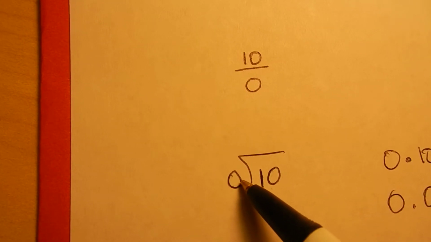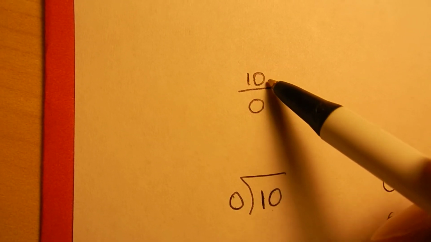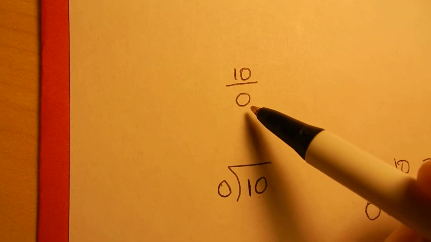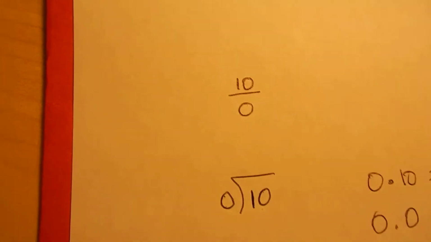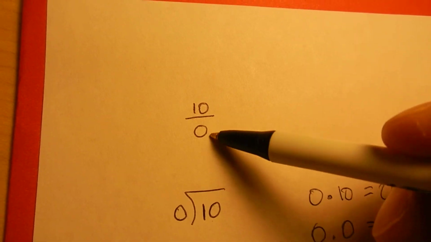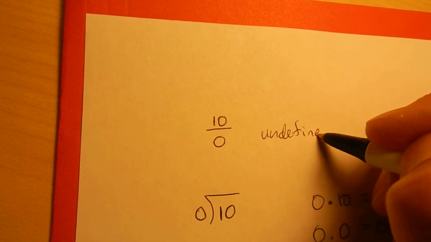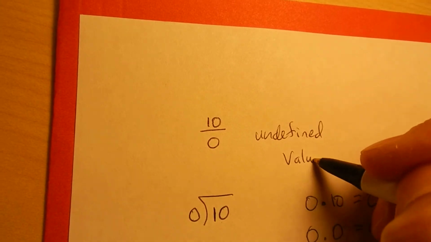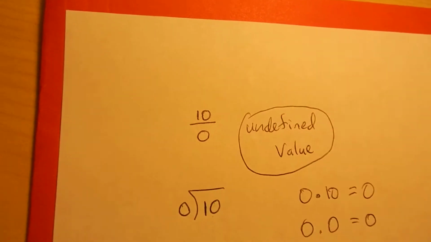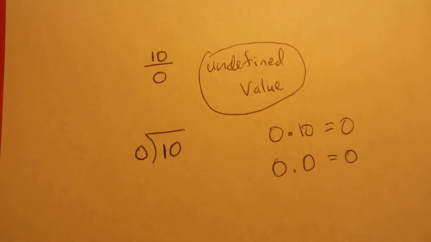So it's almost to say that 0 can't go into 10. Or to think of it this way, 10 divided by 0 is what number? And that's exactly the answer. It's undefined. This particular value, 10 divided by 0, in math we call it undefined, or I'll say undefined value. There's no definition for the division by 0. So keep that in mind.